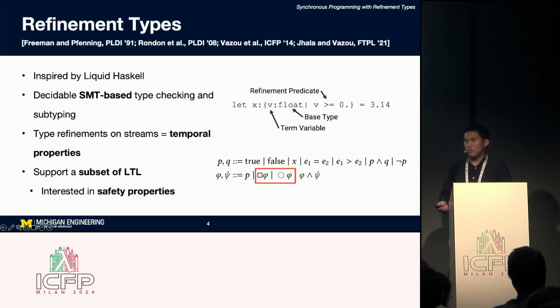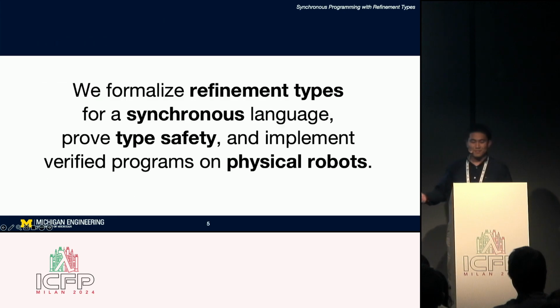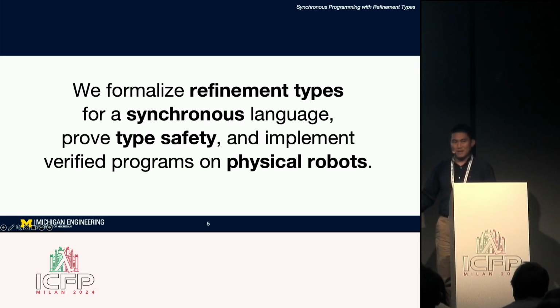We hope to support a full set of LTL in future work, but we note that for now, always and next are generally speaking enough for most safety properties, which is what we're primarily interested in. So in short, we formalize refinement types for a synchronous language, prove type safety on this language, and implement verified programs on physical robots, and we have some empirical results too.